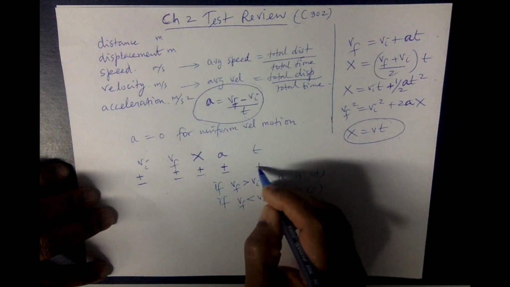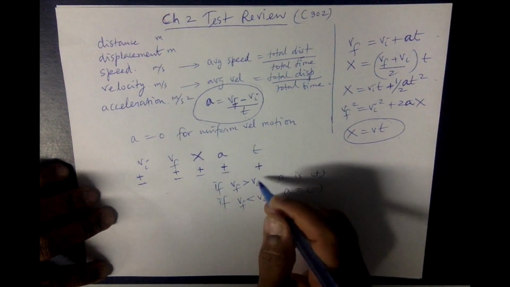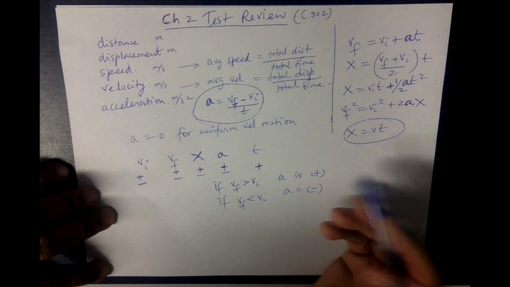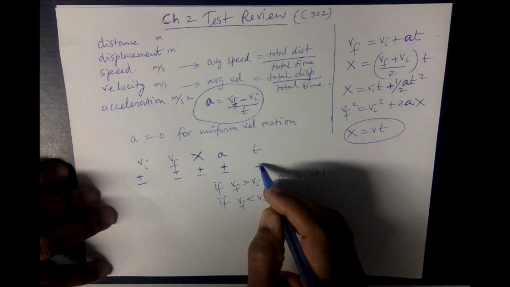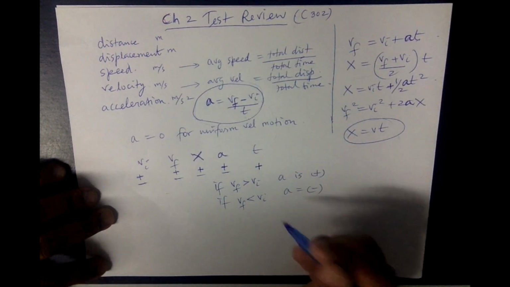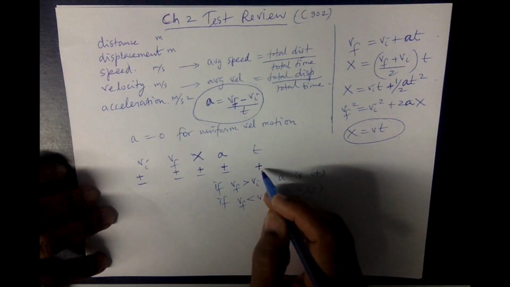Time is always positive. So if you get answers for time, and you have two answers, one positive and a negative, you just knock off the negative and take the positive. That is the only time that is applicable.